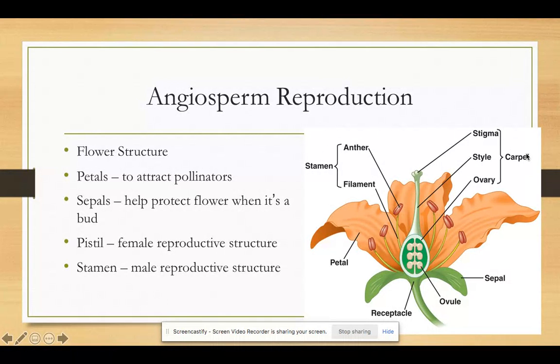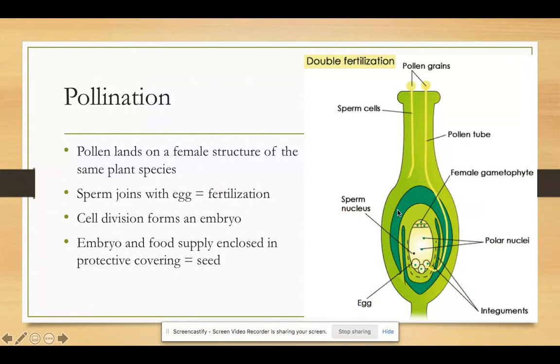So they call the pistil the carpel. It has 3 parts, a stigma, a style, and ovary. And then your male is the stamen, which has the anther and the filament. The anther is where our pollen grains are.